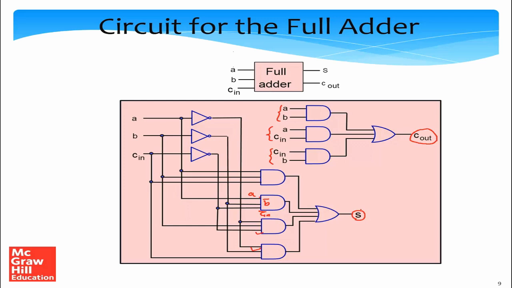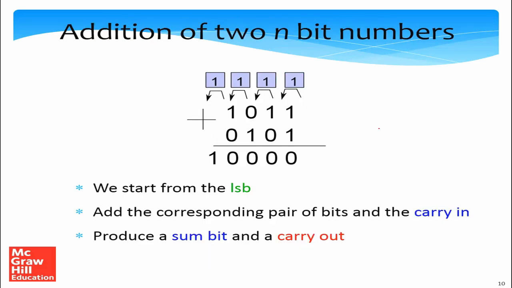But this is pretty much the circuit of a full adder for you, which takes 3 bits as input, adds them, and gives a 2-bit output. The least significant bit is the sum, and the most significant bit is the carry out. So both of these are getting computed in this fashion. Let us consider the addition of two n-bit numbers.